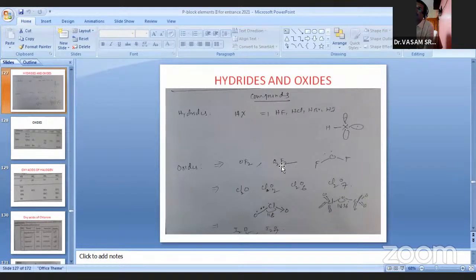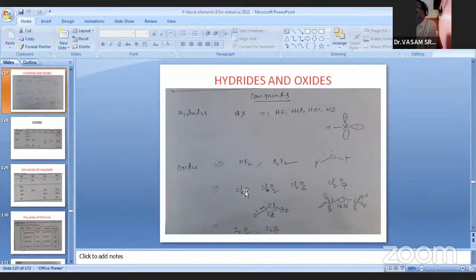Except fluorine, everywhere else the suffix will be oxide. But in case of fluorine, if fluorine is present, you give the name first priority to fluorine. So oxydifluoride and dioxydifluoride. The oxydifluoride is a V shape and dioxydifluoride geometry is open book shape, just like H2O2, M2O2 formula. And these are all the oxides of chlorine: Cl2O, ClO2, Cl2O6, Cl2O7.